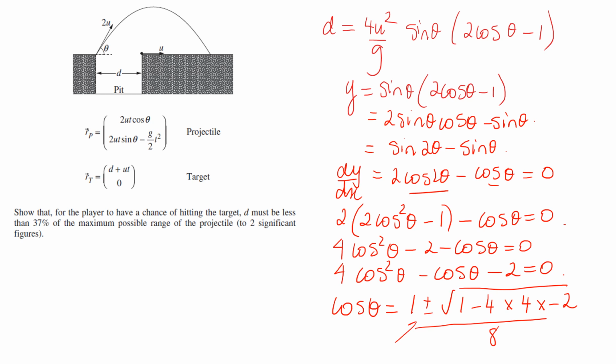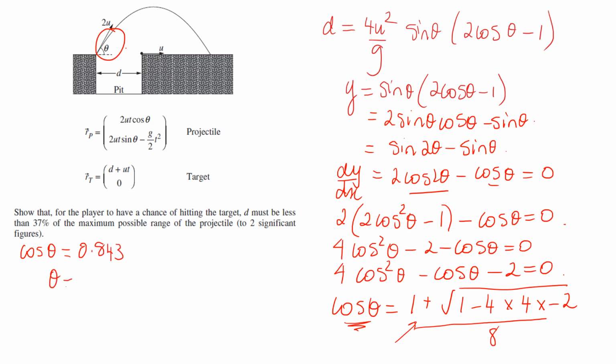Now, do I need this plus minus here? No, this is an acute angle. Cos has to be positive, so let's get rid of that. So cos theta is going to be equal to, got my calculator, 1 plus the square root of 1 plus 4 times 2 all over 8, which is 0.843.